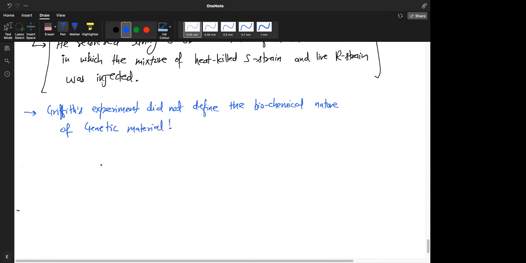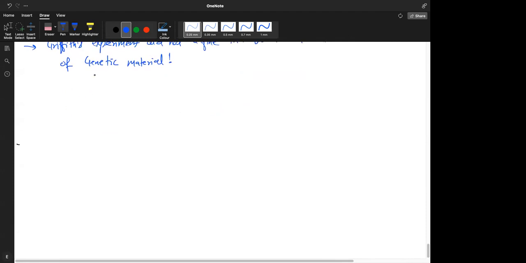It was still the mysterious superhero and no one knew what it is. Everyone knew that it is there, which is bringing about all these changes, giving our strain the superpower to kill, but no one knew what it is. So this biochemical characterization was done later on by 3 scientists. They did a series of experiments, which was almost like a decade-long experiment. It was done for a very long time. And there were 3 scientists.